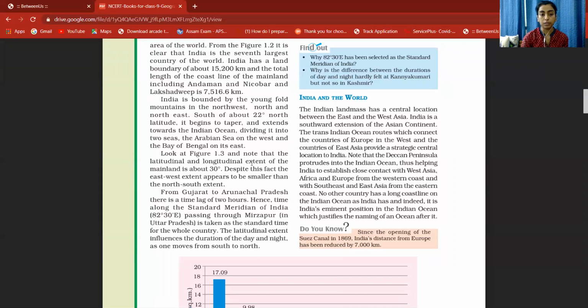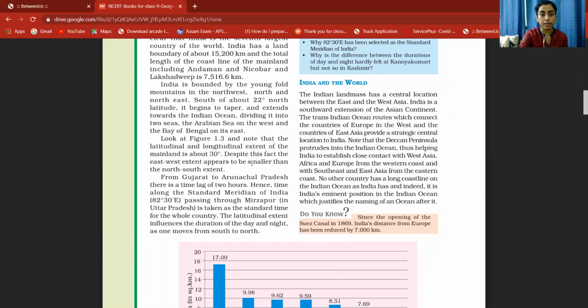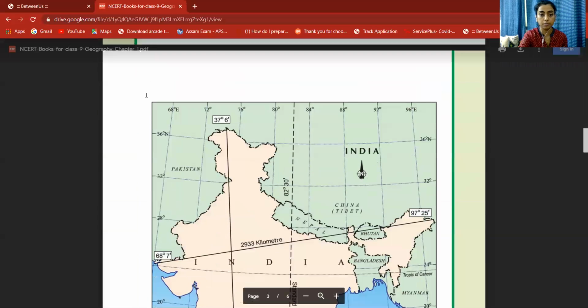Then moving down, India is bounded by fold mountains in the northwest, north, and northeast. We all know that in the northern part there are many mountains, like we are surrounded by many mountains. That is in the north, northwest, and northeast. That is here, especially in these areas, where we are mostly surrounded by mountains.